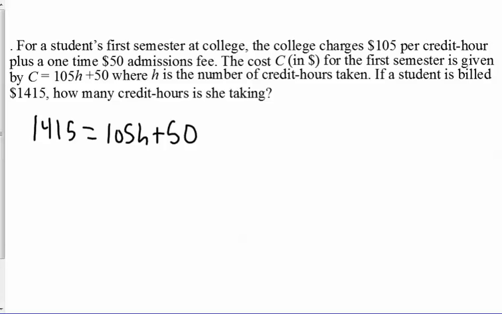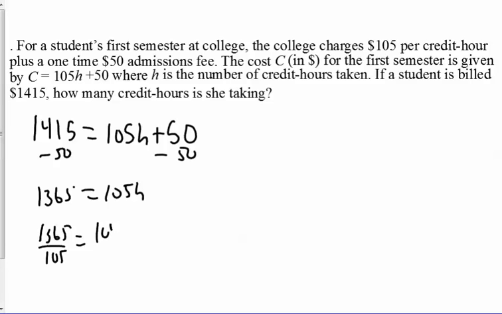So you subtract 50 and divide by 105. So if we subtract 50, we get 1365, and that's equal to 105H. And then we want to go ahead and divide by 105. So 1365 divided by 105 is what? I believe it is 6. So is she carrying 6 credit hours, I guess? Okay. I'm sorry, not 6 credit hours. That's actually, sorry, 13. I'm not very good at math, so it's 13 credit hours.